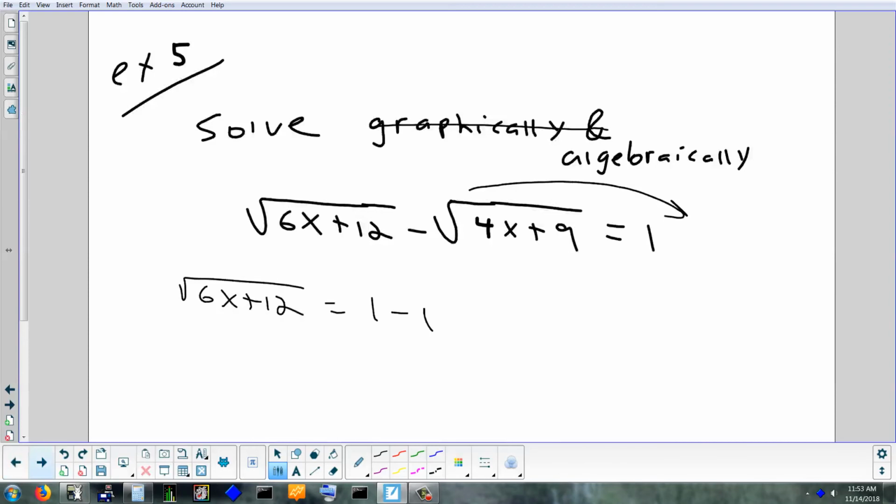Equals 1 minus the square root of 4x plus 9. Now I'm ready to get rid of a root. Isabel, what am I going to do on both sides?